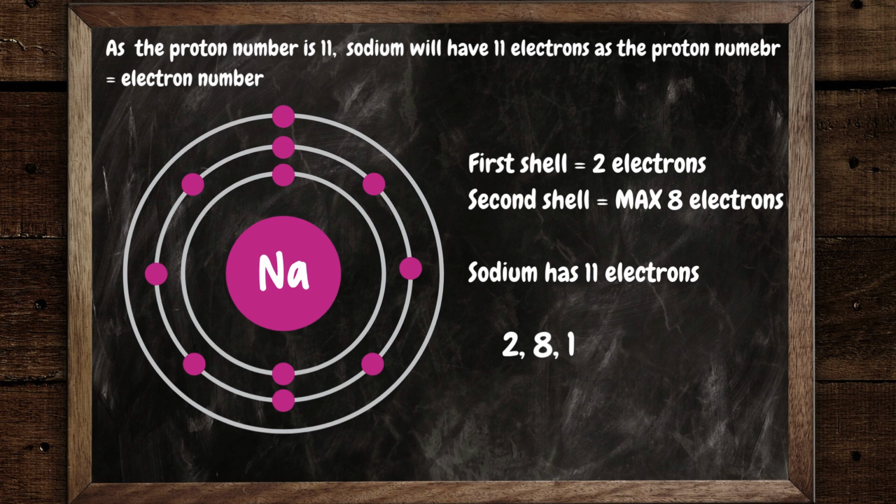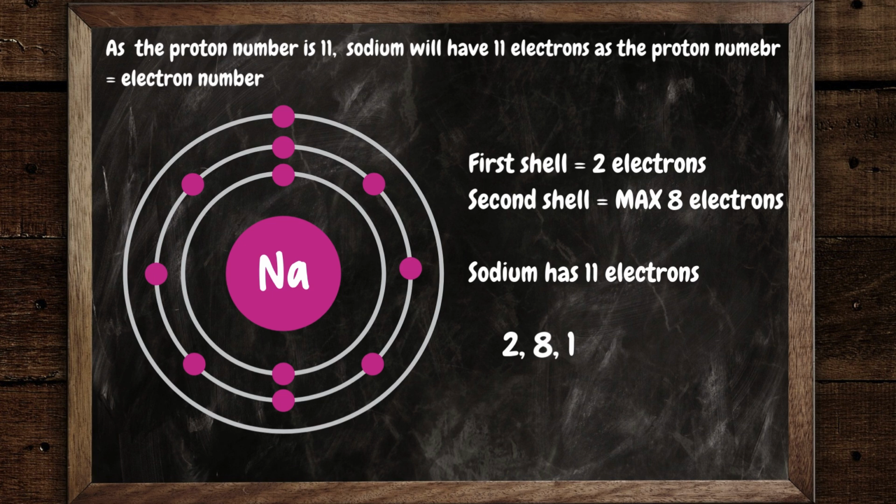So following these rules, we can draw the electronic structure of an atom. So for example, for sodium, which has 11 electrons, we can draw the electronic structure. So the first shell will have 2 electrons, the second shell will have 8 electrons, and the third shell will have 1 electron. So 8 plus 2 plus 1 will give you 11, so that's a total of 11 electrons.